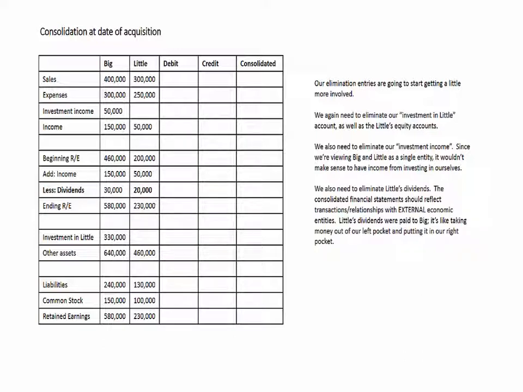We also need to eliminate little's dividends. The consolidated financial statements should reflect the transactions or relationships with external economic entities. Little's dividends were paid to big. It's essentially like taking money out of our left-hand pocket and putting it into our right-hand pocket. And you're looking at that dividends line right smack in the middle of the worksheet. We see that big paid $30,000, little paid $20,000. In terms of dividends paid to external economic entities, only Big's dividends were paid to external parties. They were paid to Big's shareholders. The $20,000 that Little paid was simply paid to Big. It was paid to a related party.